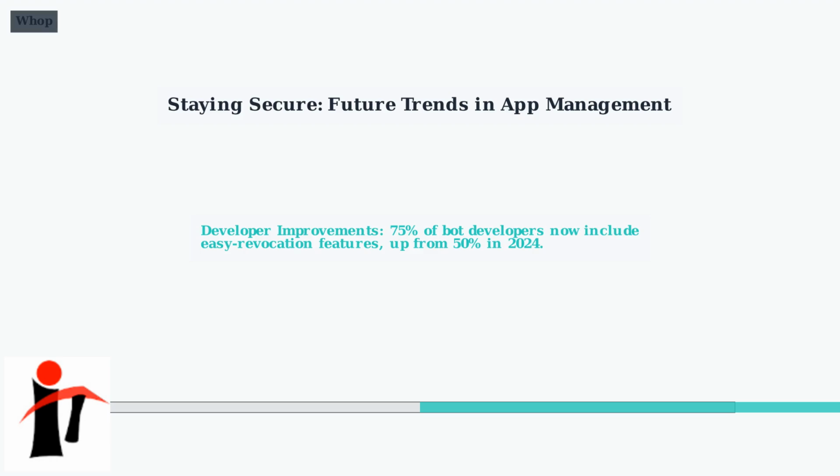These trends are already influencing developers. According to a 2026 survey by the Bot Developers Association, 75% of developers now include easy revocation features in their apps, up from 50% in 2024, largely due to Whop's influence and user demand for better security.